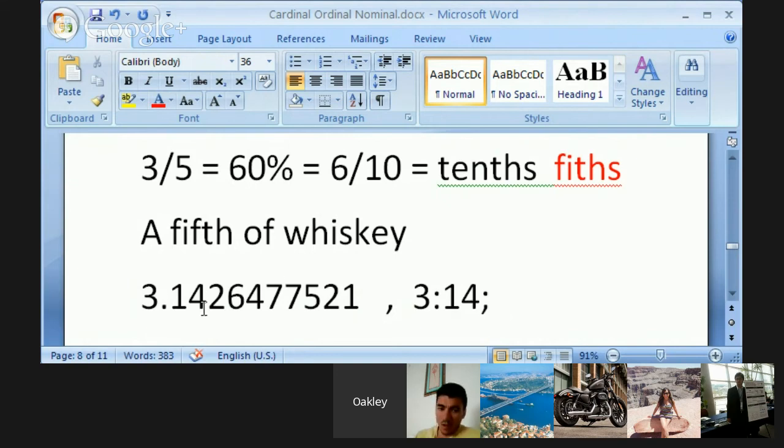Okay, wait a second. If we're going to actually read it, three point, the dot is always point, right? Yeah, three point one four. But I have to point out that when we use it for money, when we looked at it earlier, remember we don't ever say point. We just say dollars and cents or whatever. But when we're doing all these decimal point numbers, it's called a decimal point, by the way. When we're doing all this, we would say 3.14264775521.